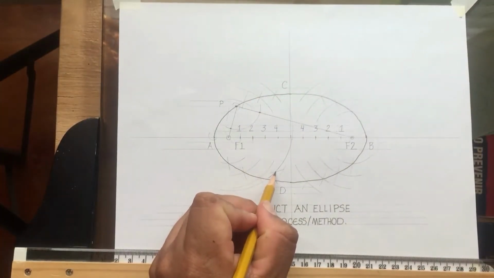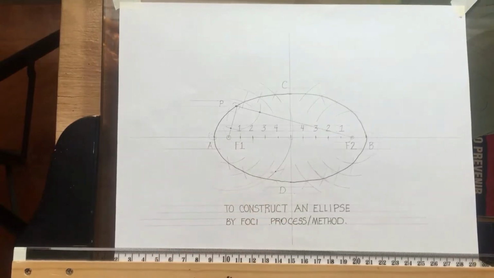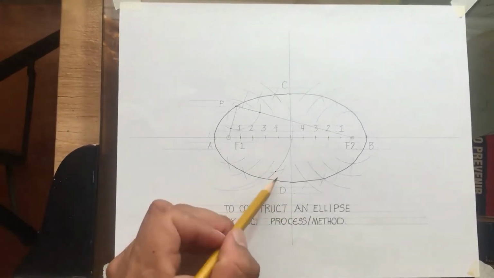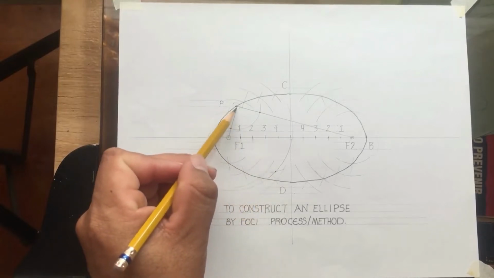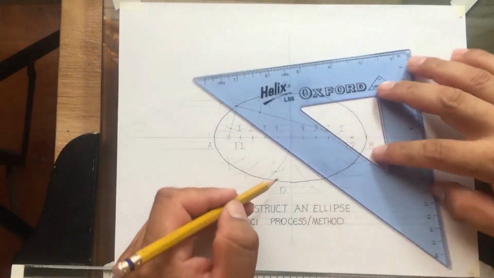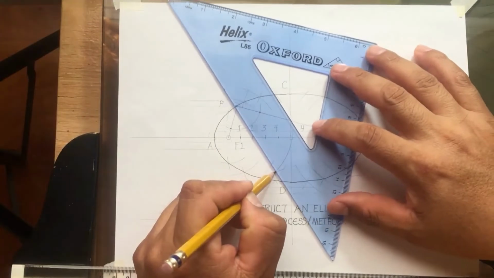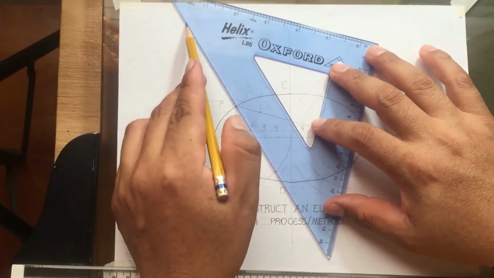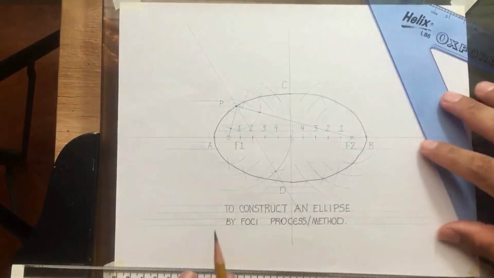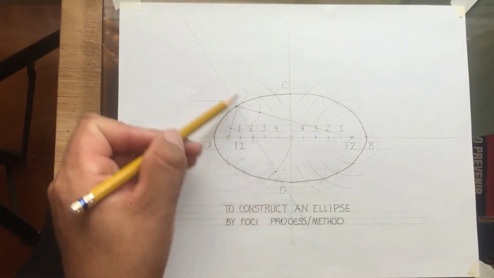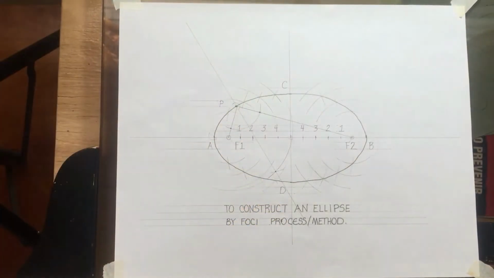Maybe you want to place a small dot so you know that's the point you're looking for and you're going to work with. This point you join to P and you extend. Join to P and extend. Okay, this line is a normal.